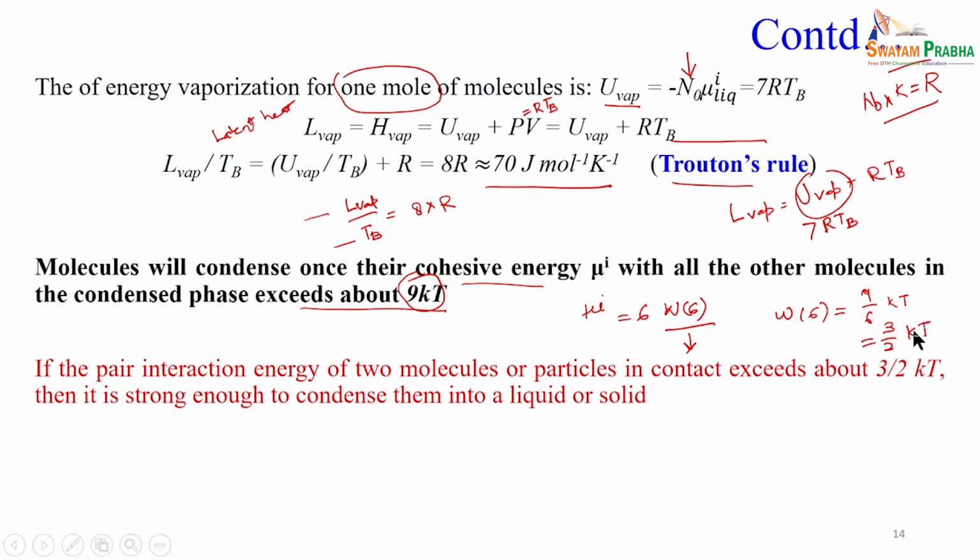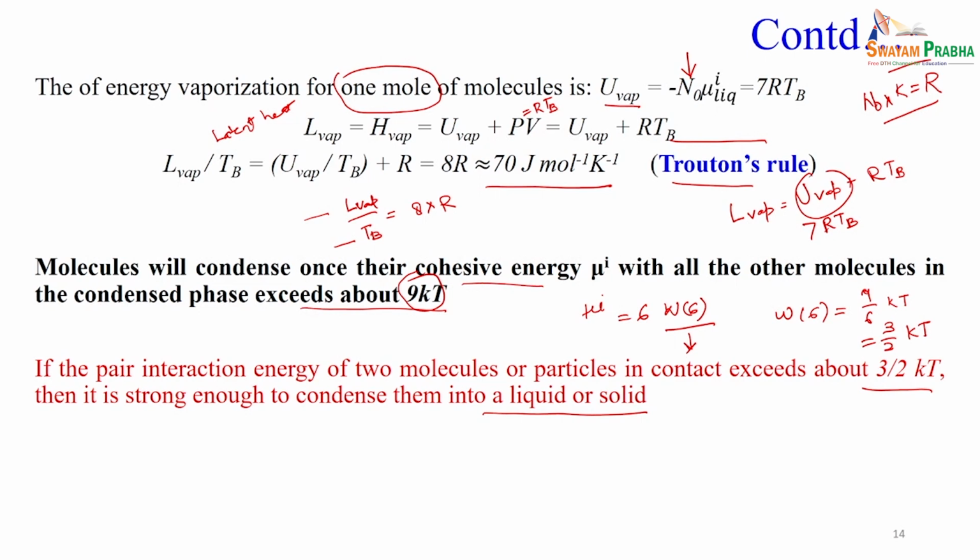So, if you want to talk in terms of cohesive energy, it should exceed the value of 9 kT, or if you want to talk in terms of interactions or the pair potential, it should exceed about 3/2 kT. So, if the pair interaction energy of two molecules or particles in contact exceeds the value of 3/2 kT, it is strong enough to condense them into either a liquid or a solid.